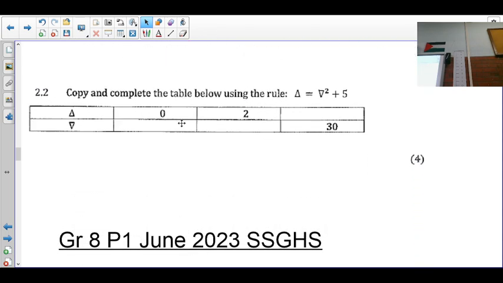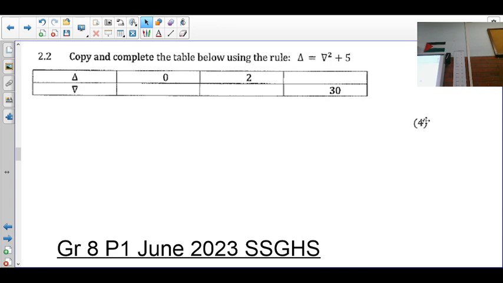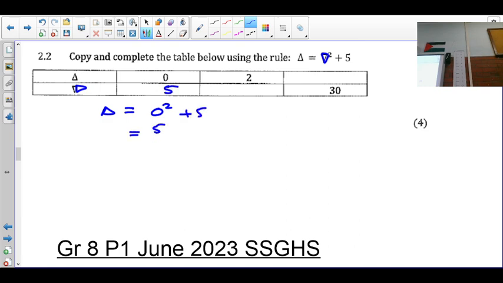Okay. People, the question says copy and complete the table below using the rule. Now we have the triangle, or the delta, is equal to the square of that triangle, or whatever you want to call that, plus 5. So, using the rule, we know that there is 0. So it's 0 squared. So if I see that sign, I put the 0 in. So 0 squared plus 5. 0 squared is 0 plus 5 is 5. In the second case, we have the triangle is equal to that sign, which is then 2 squared plus 5. Again, we're replacing that with the number there.